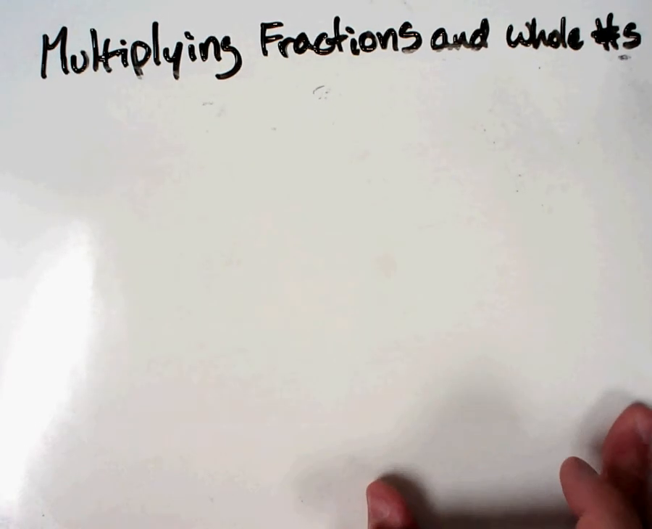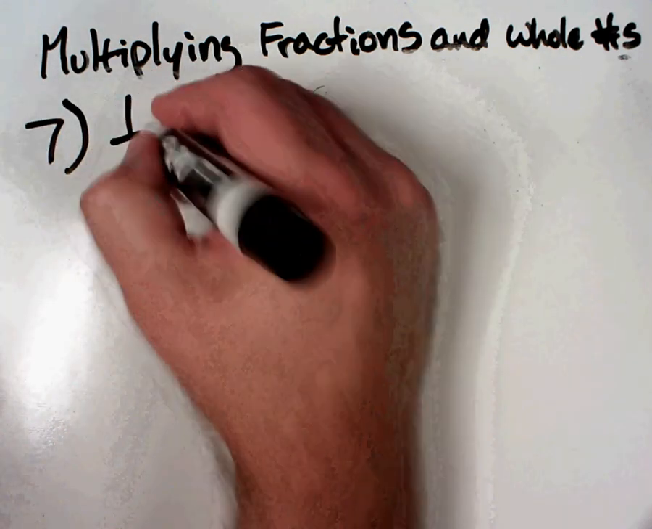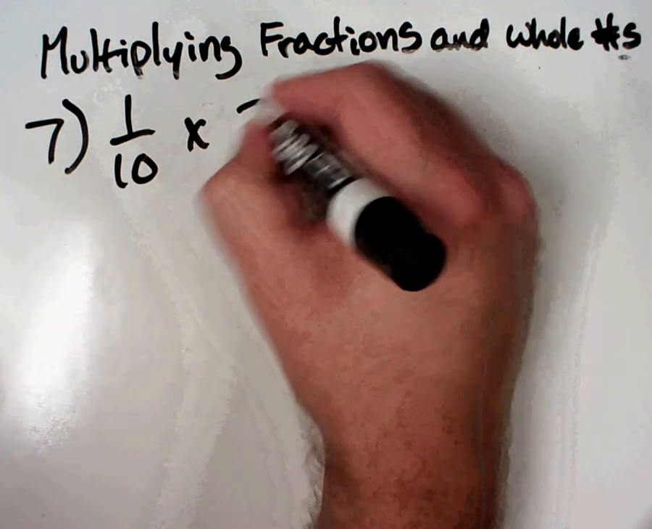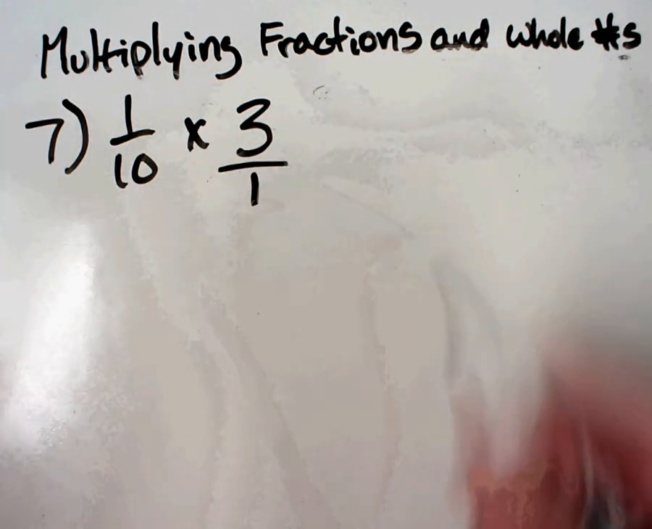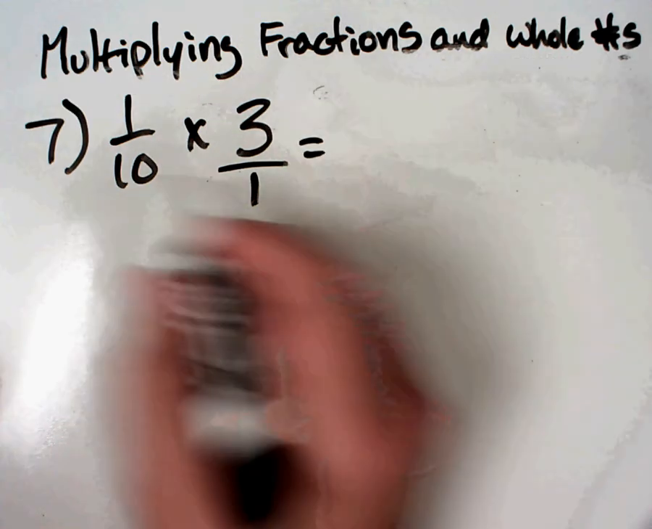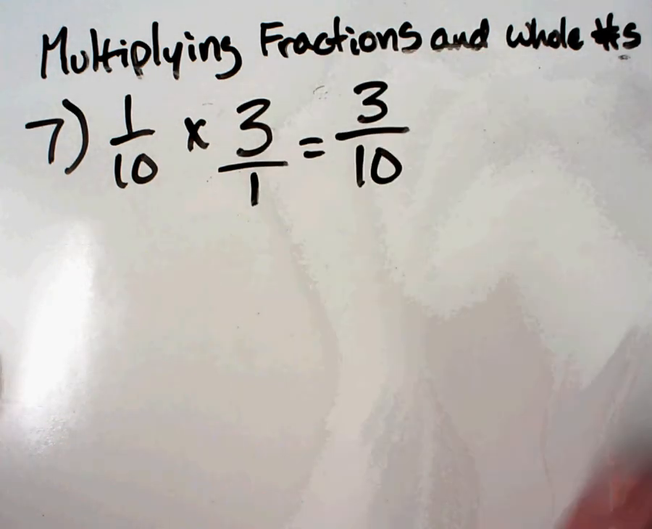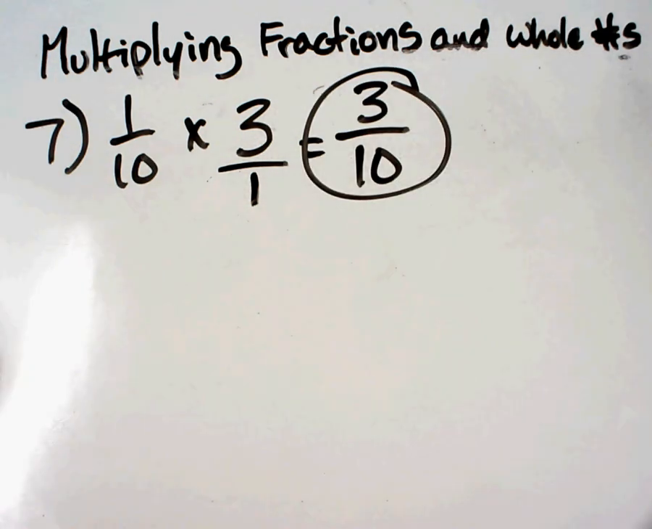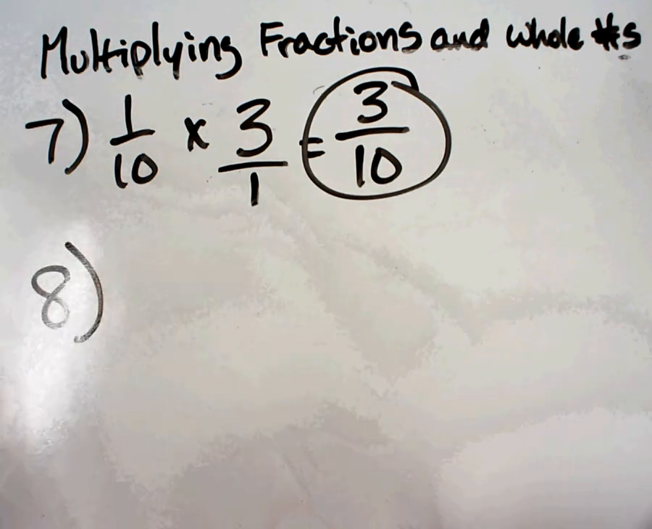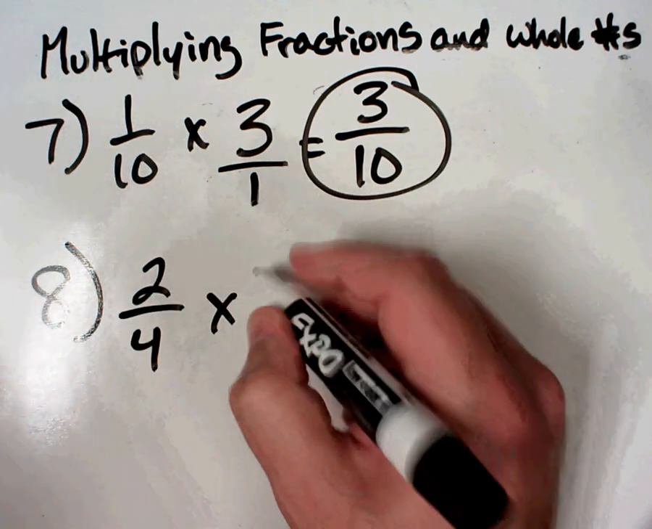All right, number 7. I've got 1/10 times 3. And this one's pretty cut and dry, because I'm just going to multiply across. 1 times 3 is 3. 10 times 1 is 10. And that's it. I cannot simplify that, and it is a proper fraction, so I don't need to do anything beyond that. All right, number 8 is 2/4 times 7.